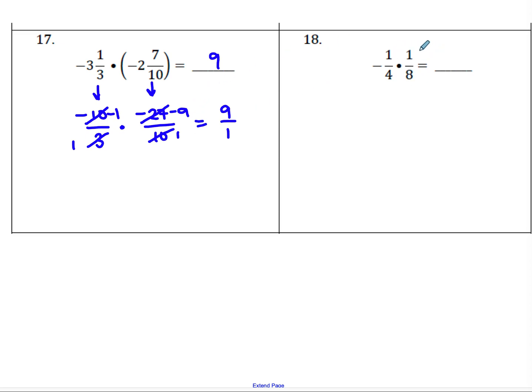All right, -1/4 times +1/8. Different signs, our answer is going to be negative. If it helps you to rewrite that negative sign to be up in the numerator, you can. -1 times 1 is -1. 4 times 8 is 32.